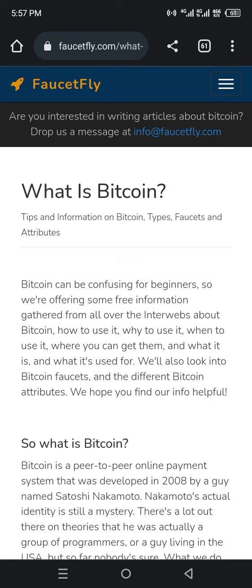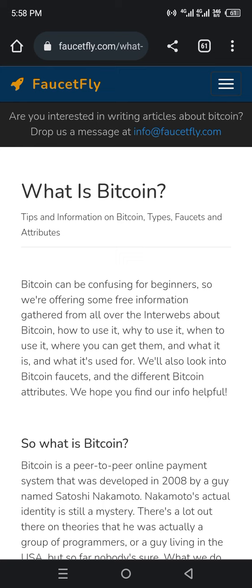So you can see here the first question is, what is Bitcoin? Some people have been asking me the same question. What is Bitcoin? This is new. I don't understand what this is. So according to the site, Bitcoin can be confusing for beginners. Yes, it can be very confusing for beginners. And why would you find it confusing? Because it is relatively new. It is a new concept.